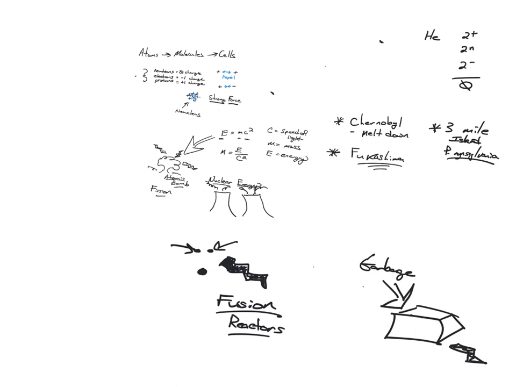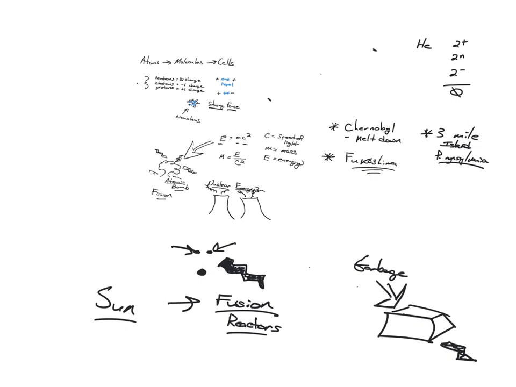Wouldn't that be cool? And this is what the sun runs on. Our sun runs on fusion energy. Our sun is taking hydrogen and helium and smashing them together to make bigger elements. So fusion and fission, two different ways of producing energy using the atom.